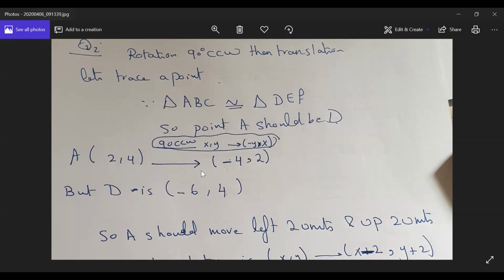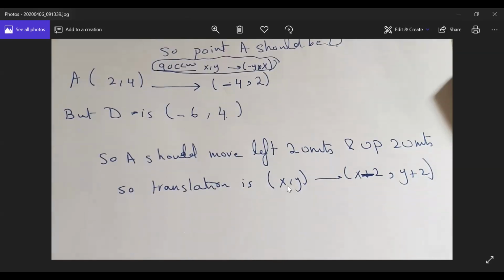Negative 6 is far left from point A by 2 points. I mean that for A to move from negative 4 to become negative 6, it should move left 2 units, right? What about y? A is 2, it needs to become 4. It needs to go up. How many units? Again 2 units. Going left means x minus, going up means y plus. So my translation is going to be (x, y) equals (x minus 2, y plus 2).